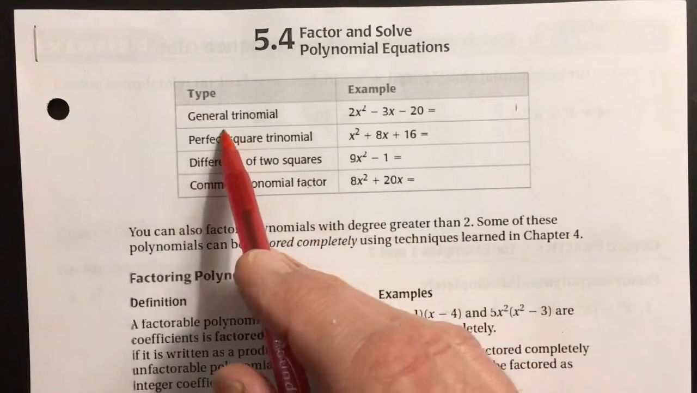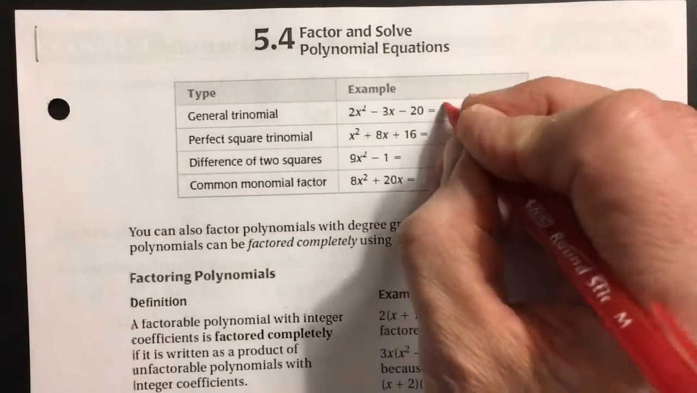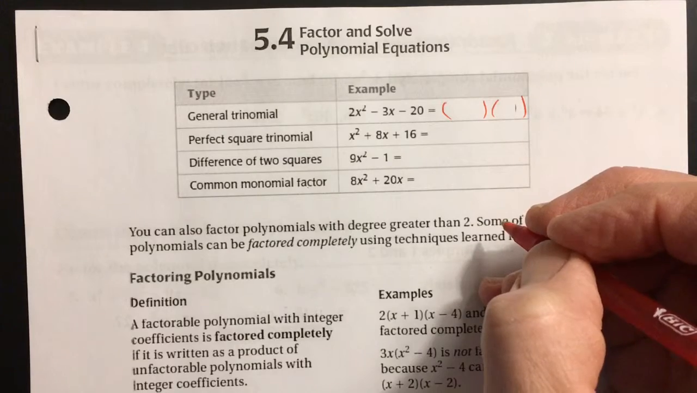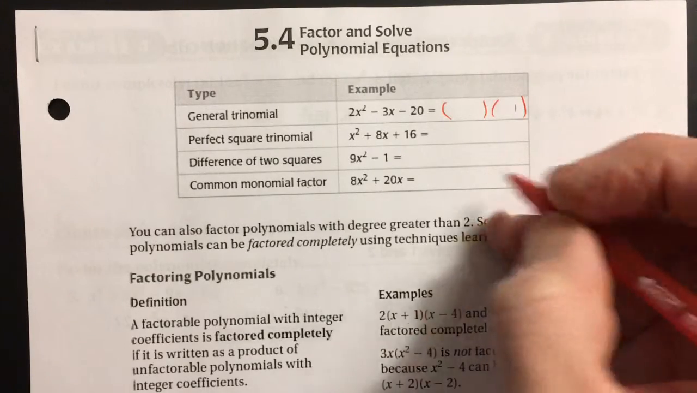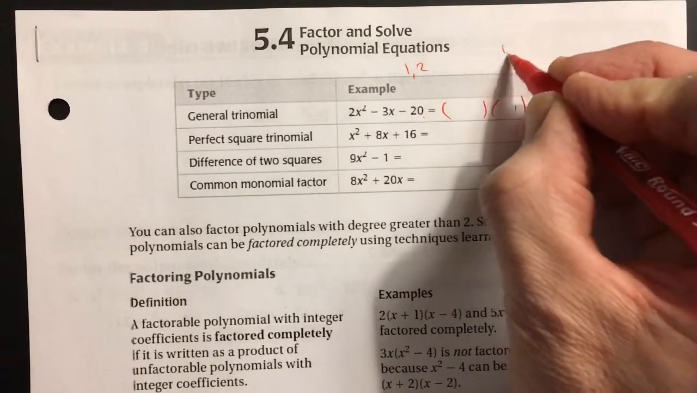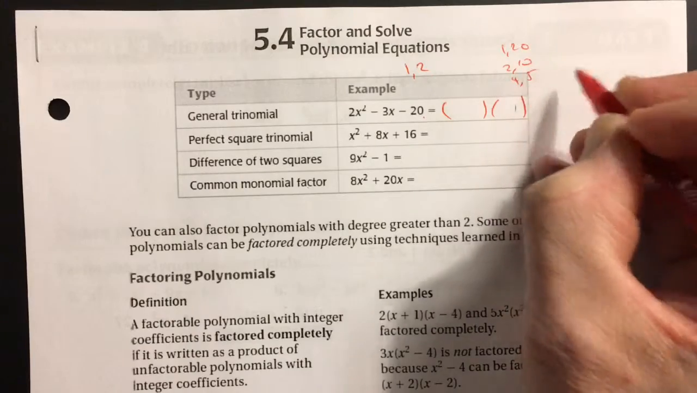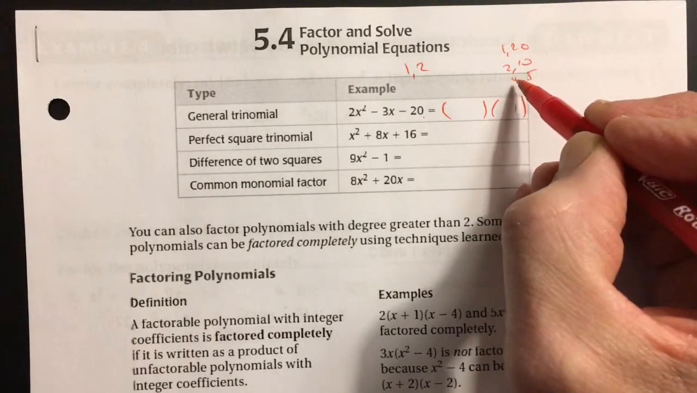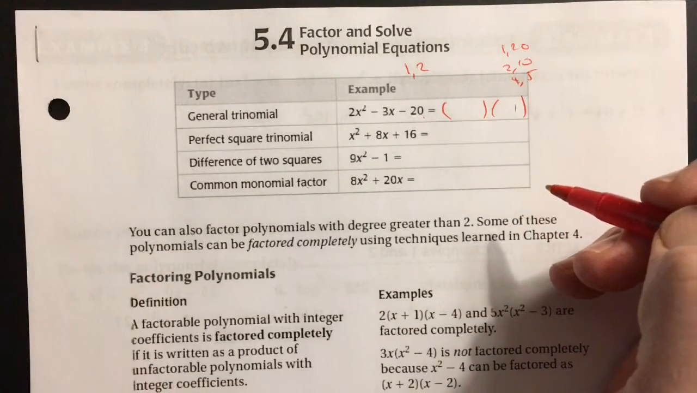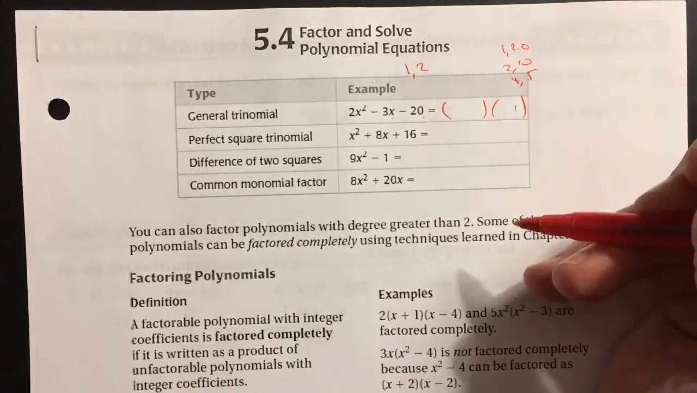Again, first one is a general trinomial. In this case, we do some reverse FOIL. So you build your pairs of parentheses, so your binomials. Let's see. So factors of 2 are 1 and 2. Factors of 20 are 1 and 20, 2 and 10, and 4 and 5. And the 4 and the 2 get me 8. 5 and 1 gives me 5. And 8 minus 5 gives me this 3.